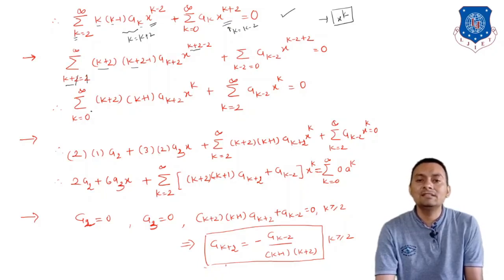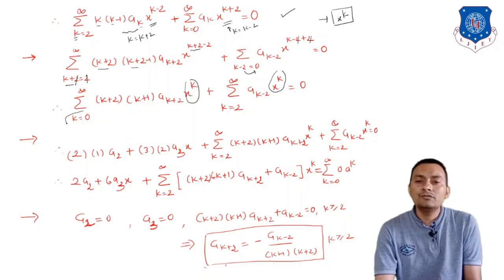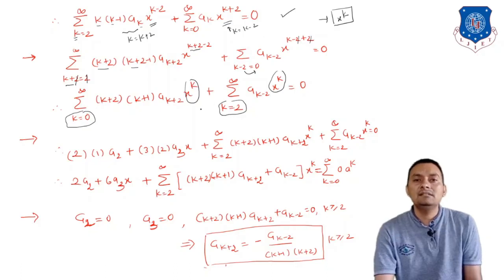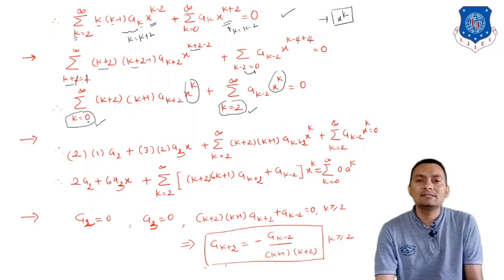So the summation starting from 0 to infinity of k plus 2, k plus 1, a k plus 2, x raised to k, plus the summation starting from 2, just taking it to the right hand side, of ak minus 2 x raised to k, is equal to 0. So we have obtained that x raised to k is common for all the terms. That means we have two terms containing the same power, x raised to k. Now I have to make the same index of the summation, but your highest index is k is equal to 2, so we can make this index k is equal to 2.